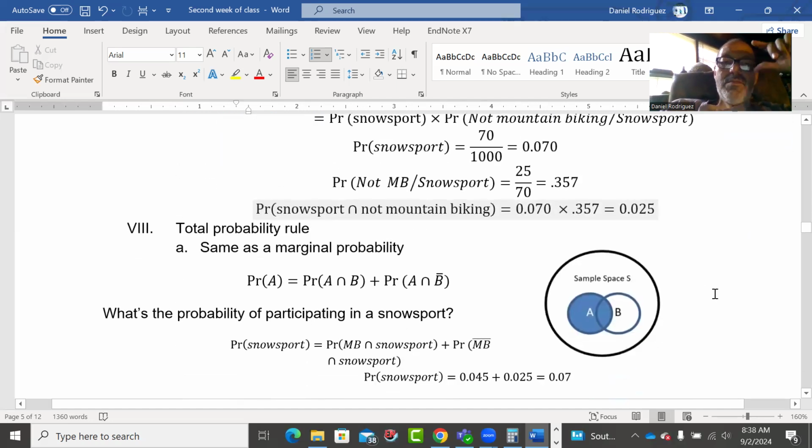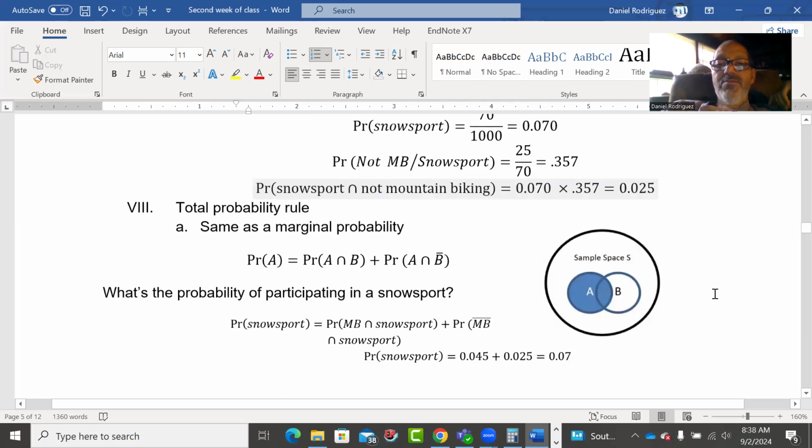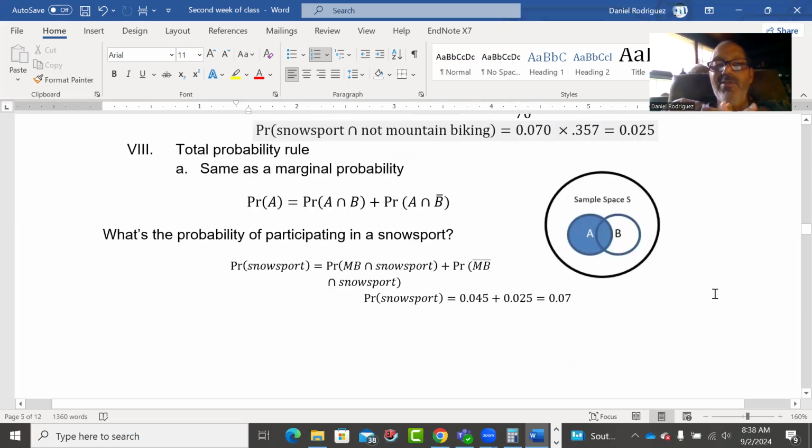Let's just talk about this thing called the total probability rule. That seems to not make sense here why we're doing it, but it will make sense in a moment why we do that. So it's the same as a marginal probability. Like I say, what's the probability of A? So bear with me when we do this here. So let's look at A here, right? What's the probability A? So A includes this part that looks like a Pac-Man or kind of like a partial moon right there.